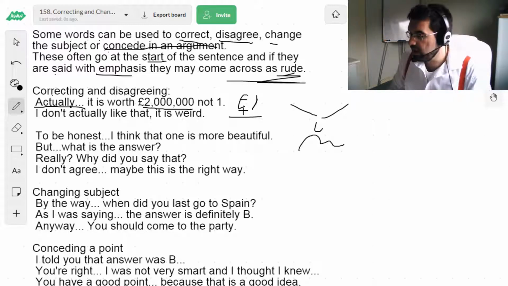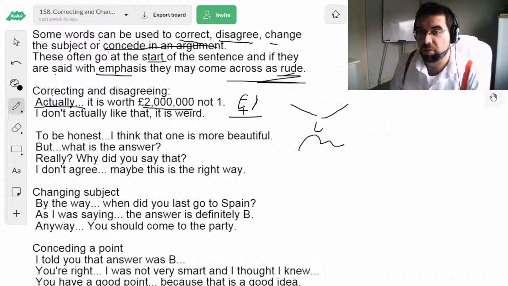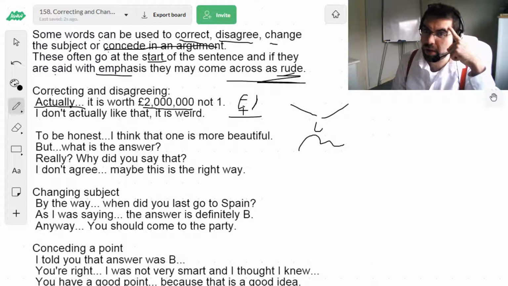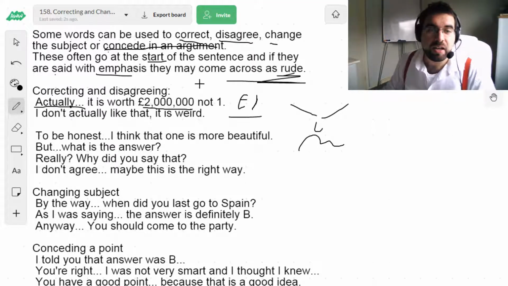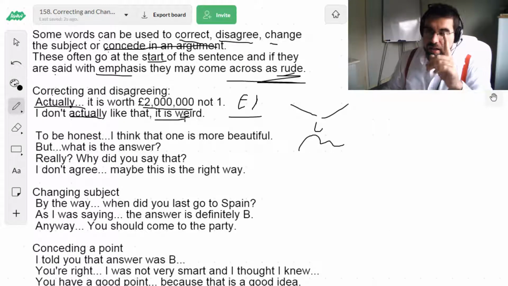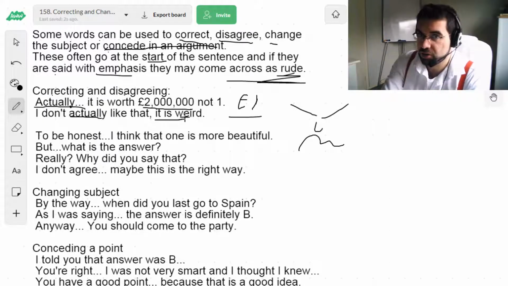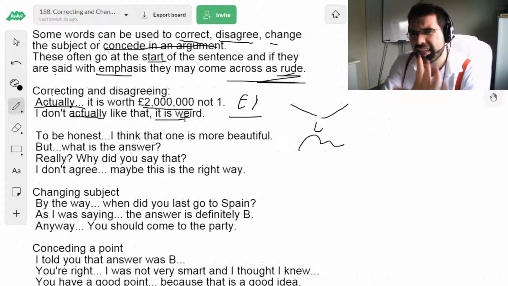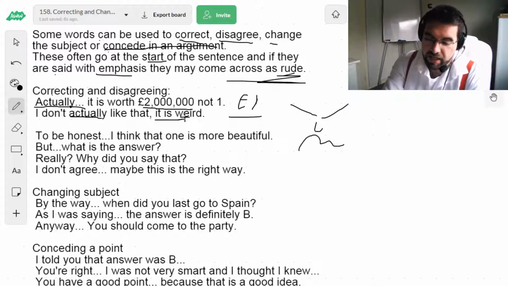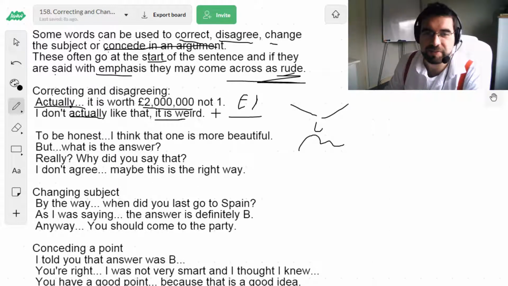Actually, I have got loads of books on the topic. Actually, I do know what I'm talking about. I don't actually like that. It is weird. Actually, when we see it, we'll get two, not just one. Actually, as a matter of fact, I don't like it. It's not necessary. Actually, I've nearly finished the entire book. Bear that in mind.